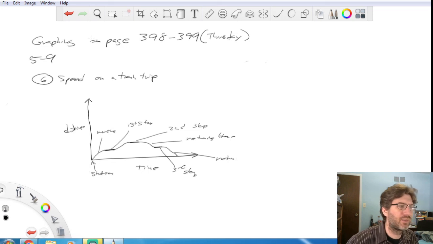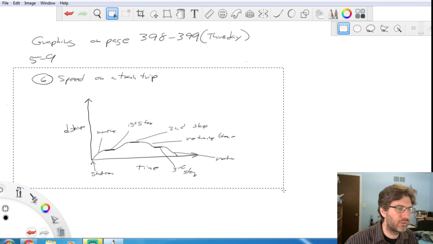Right. So that's kind of how your graph might look. And again, there's other options for it as well, as long as you know what's going on.